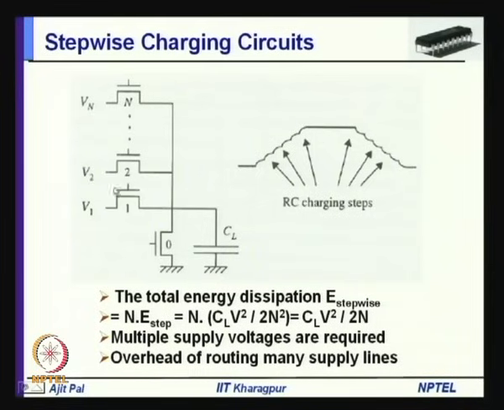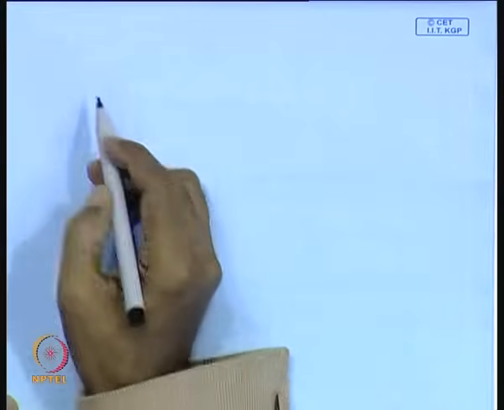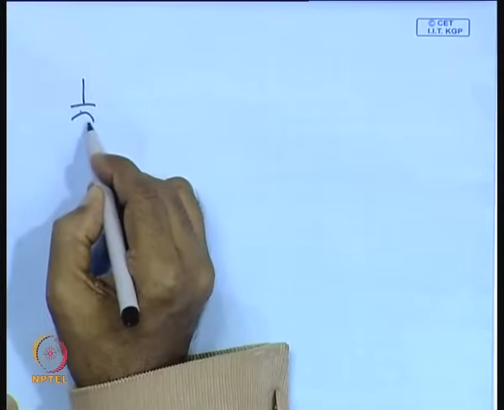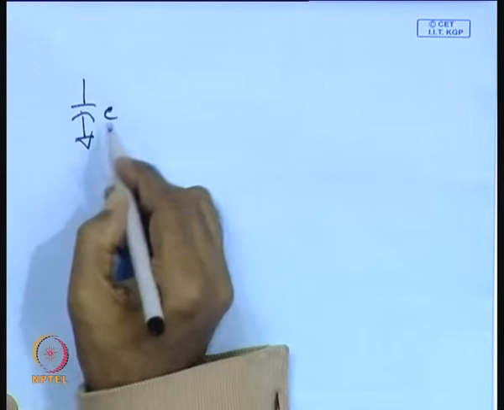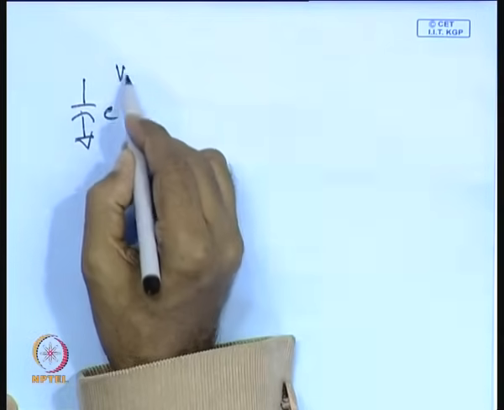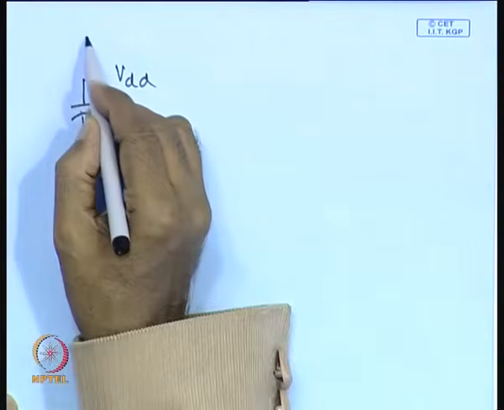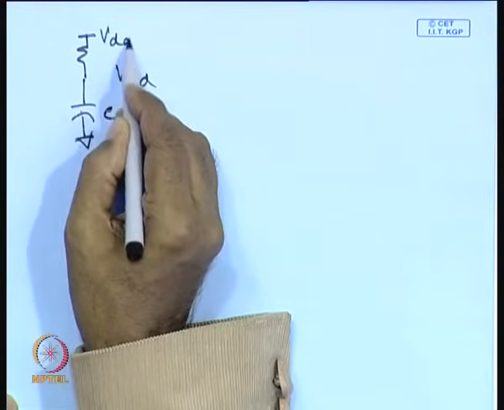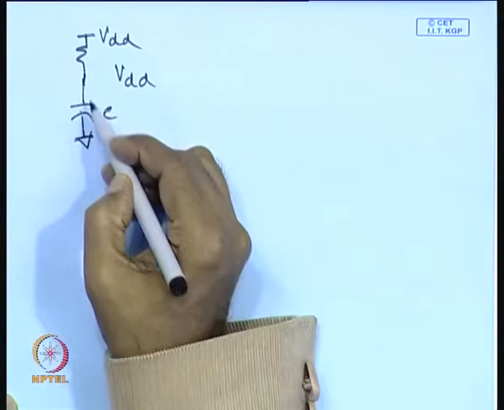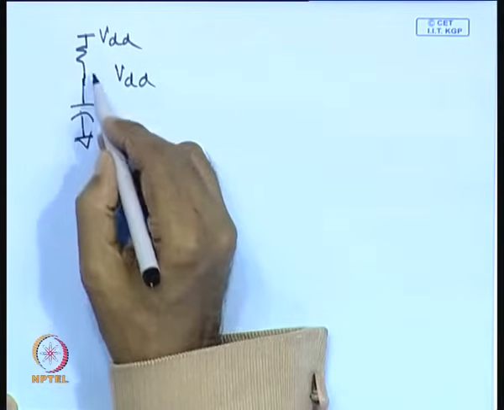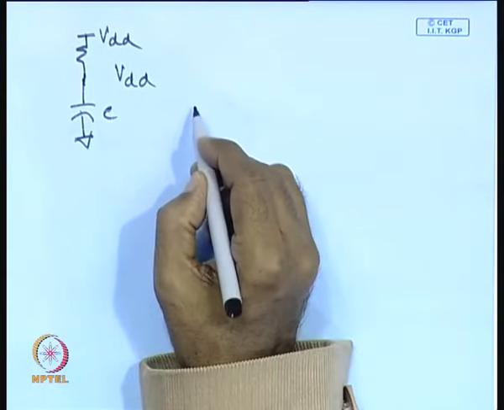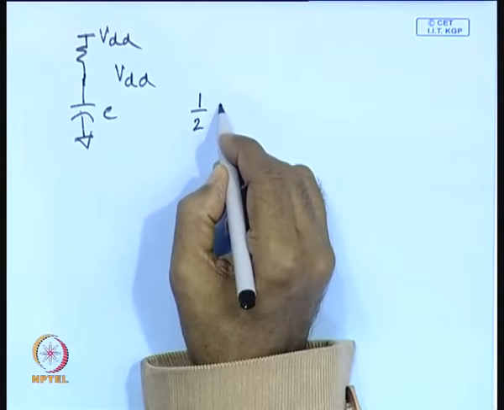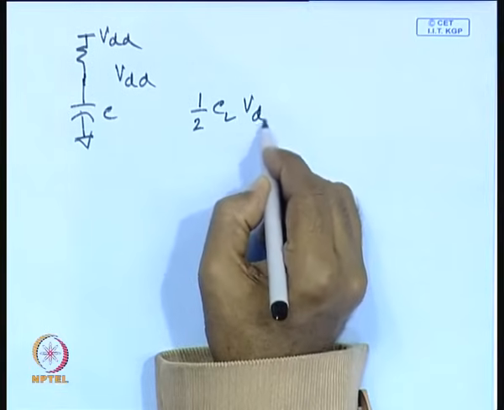What do you really mean by stepwise charging? Say you have a capacitor. Instead of charging it directly to a voltage VDD, through some resistance obviously, instead of applying a voltage VDD and charging this capacitor to VDD, you know that a power loss of CL VDD square will take place.